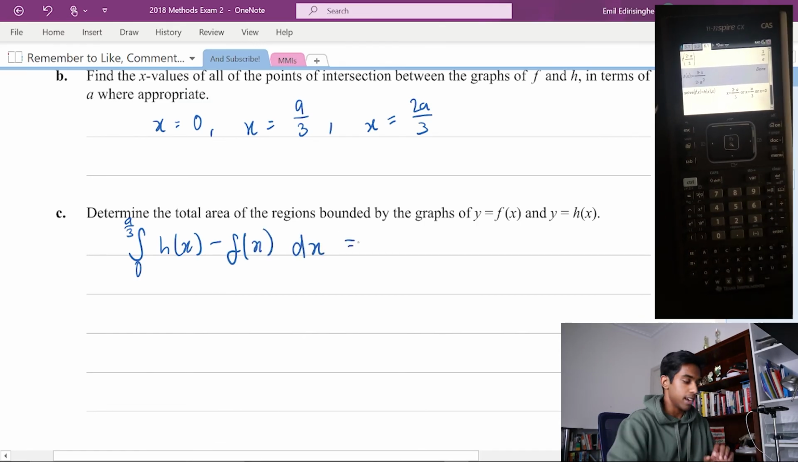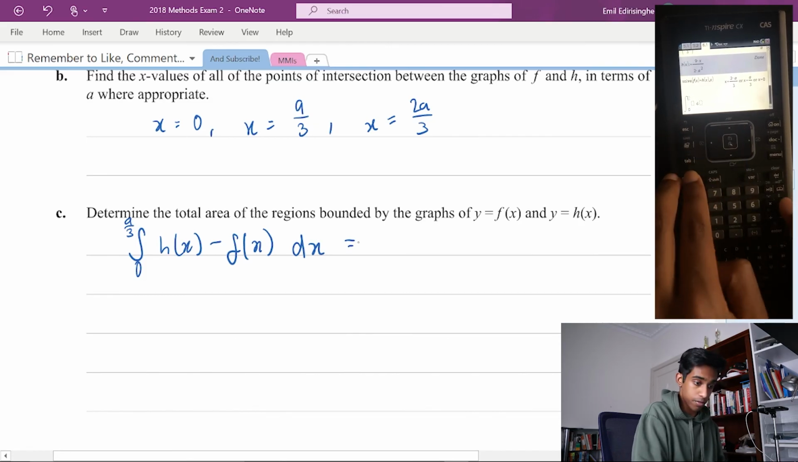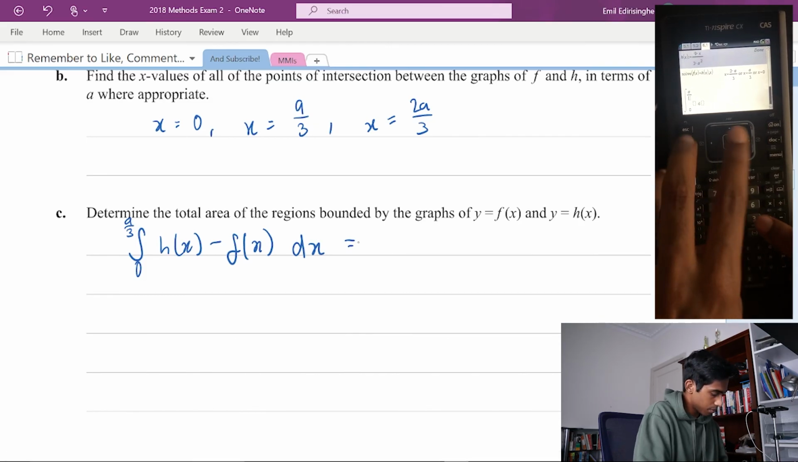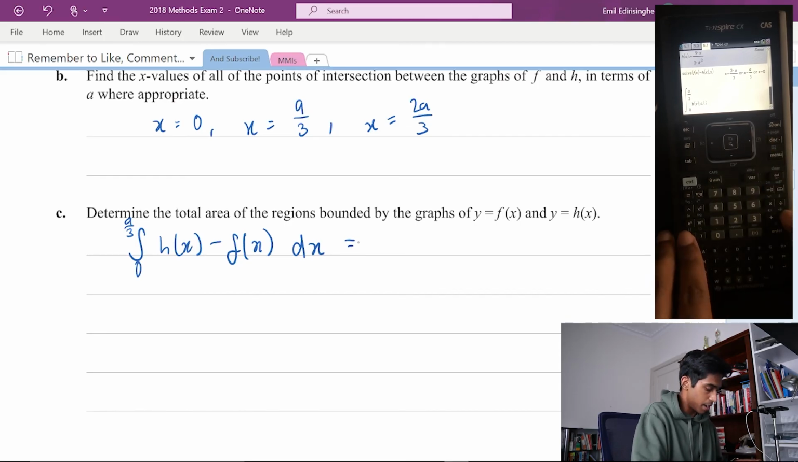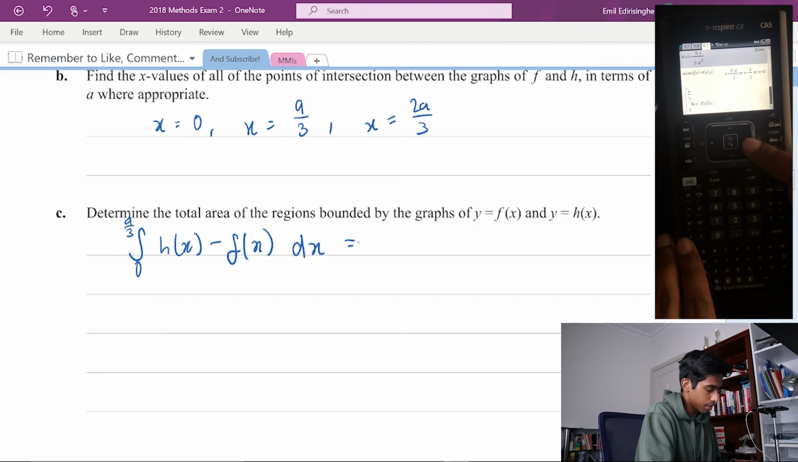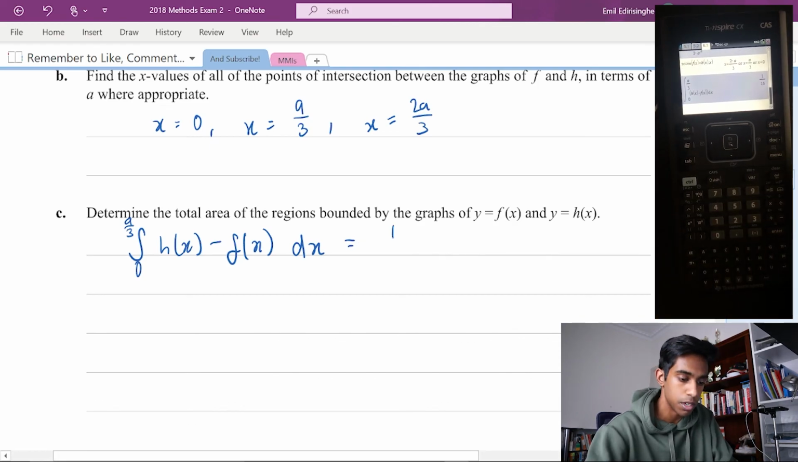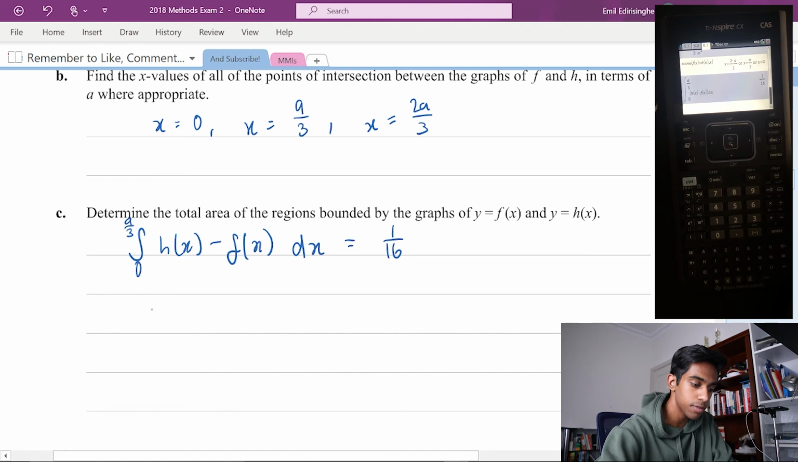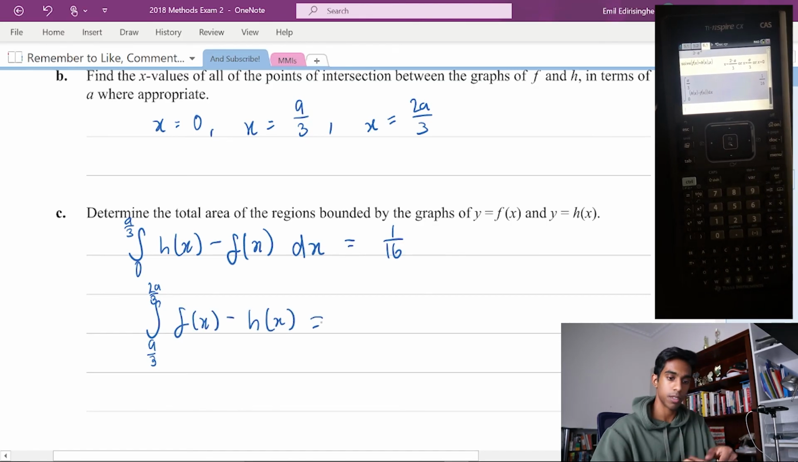And then I'll calculate that. The integral of h of x minus f of x dx will give us 1 on 16. And then we'll do a on 3 to 2a on 3 of f of x minus h of x, and we'll see what that gives us.